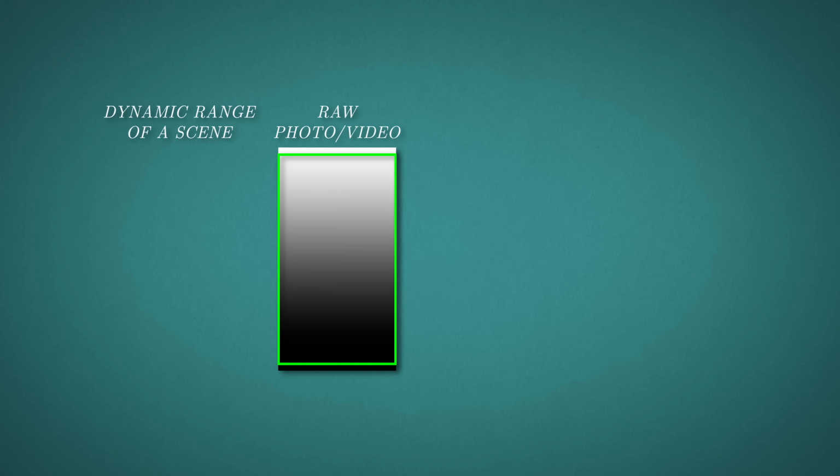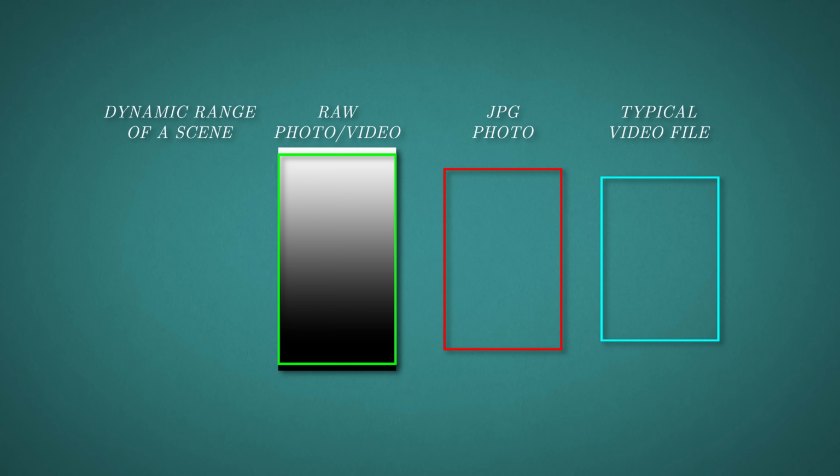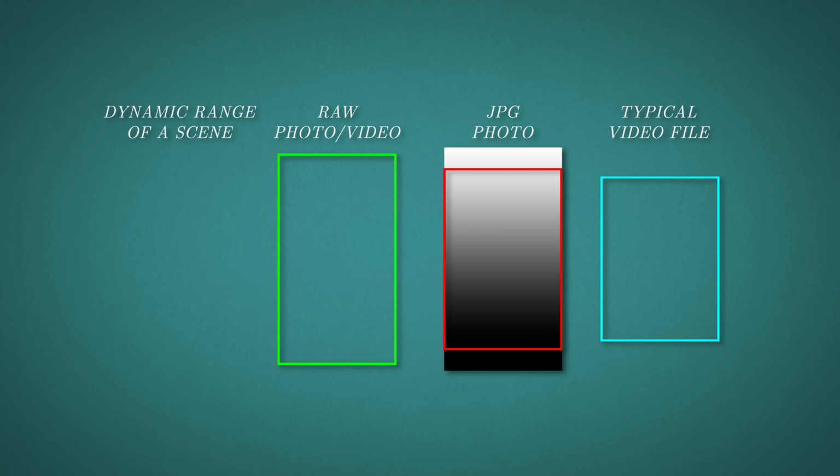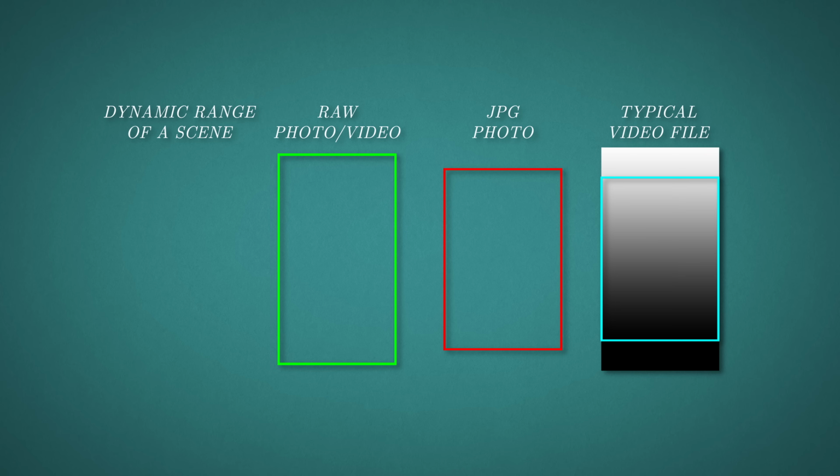That being said, most of our cameras don't shoot raw video, so in our more typical video files, or even if you're shooting JPEG photos, there's a limit to how much info we can fit. Basically, that video or JPEG container is too small for all the information, so some of it gets chopped off and you can't get it back. This is where S-Log comes in.